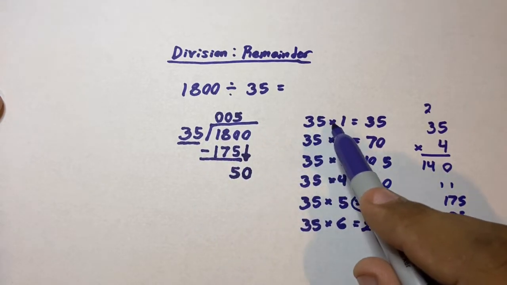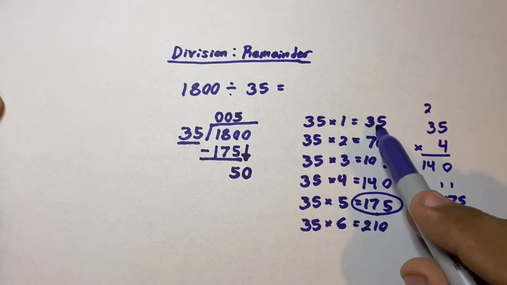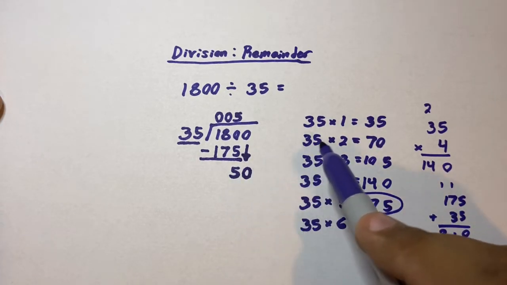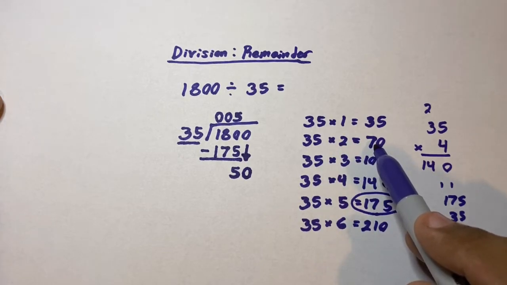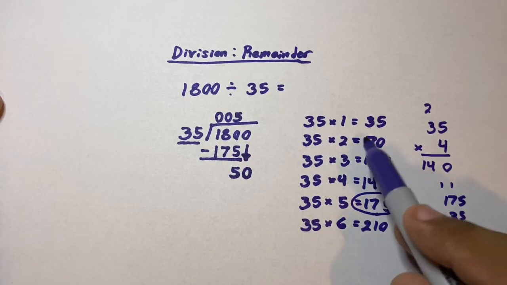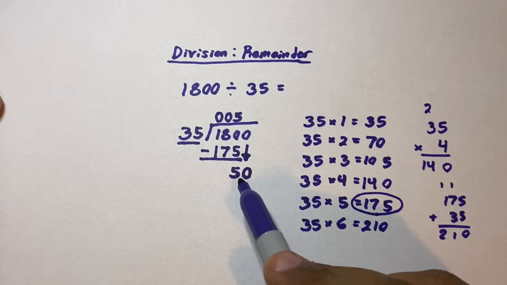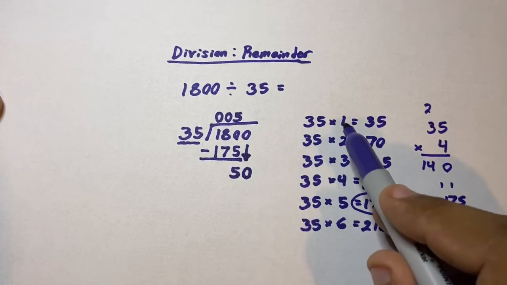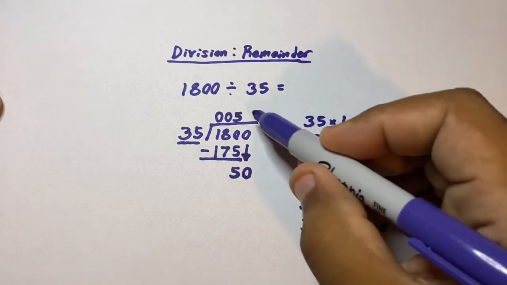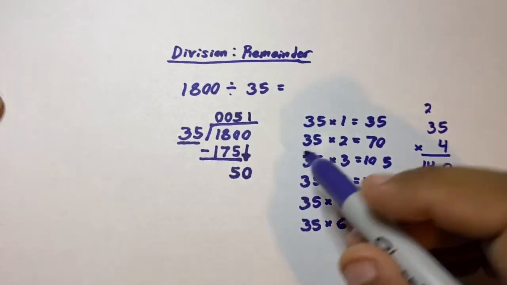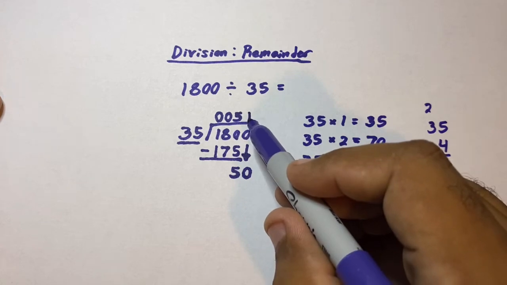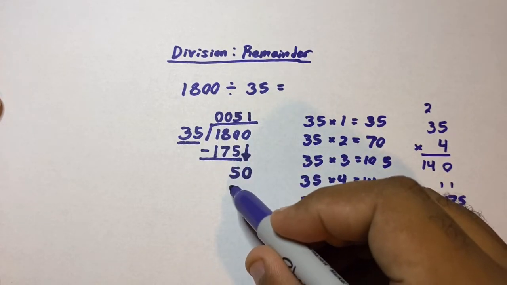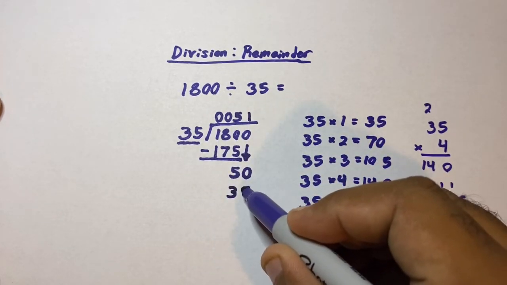We know 35 times 1 is 35, so we know it can fit one time. 35 times 2 is 70. 70 is too big to fit inside 50. So we know 35 can only fit inside 50 one time. So we're going to put the 1 right here. And then we repeat the process. 1 times 35 is 35.